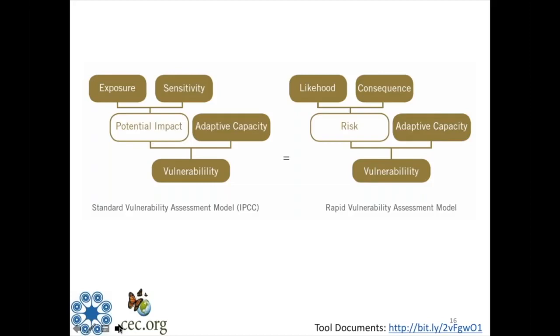In the rapid vulnerability assessment model, we've simplified this a little bit by looking at likelihood and consequences around climate in your systems to combine for an overall climate risk. You consider that with the adaptive capacity of the local components of your system, and then combine that into a relative vulnerability for that part of your system.